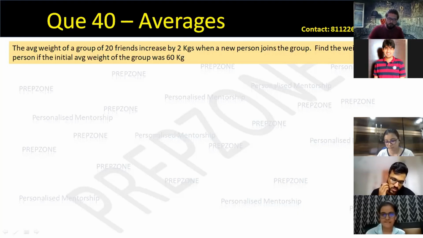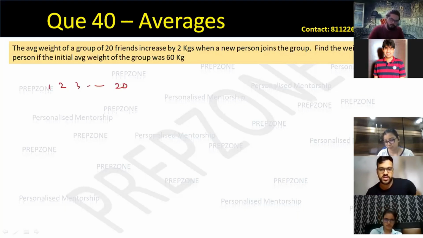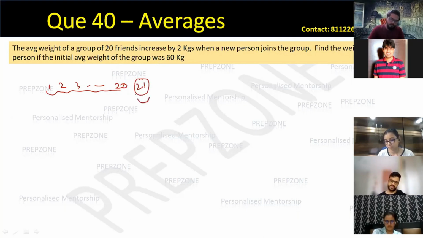You have the average weight of a group of 20 students. There were a total of 20 students. Their average weight increases by 2 kg when a new person joins the group. So we have a new person, the 21st person, who joins the group, and the average weight increases. Find the weight of the new person if the initial average weight of the group was 60 kg. Initial average was 60, so I would assume that the weight of every person was 60 initially.